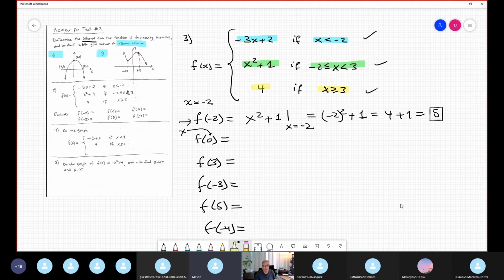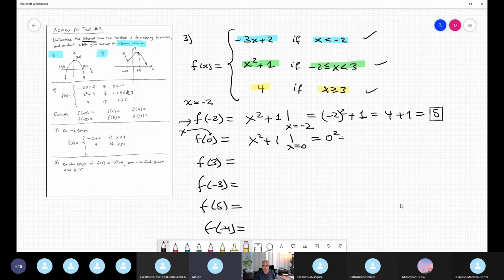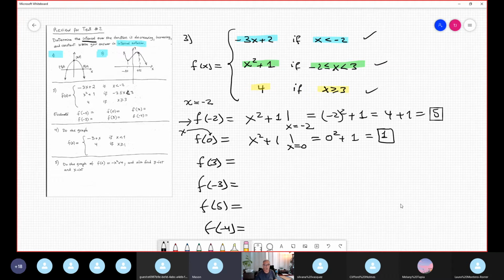Who helps me with the 0? Come on, help me. What piece do I select? Blue, green, or yellow? Green. Absolutely perfect. Green again, this is x squared plus 1, but now you evaluate at 0. 0 squared plus 1 is 1. Done. What about x equal 3? Does it belong to the green, yellow, or blue? Yellow. Absolutely. And in yellow, the expression is just 4. It's an expression that does not depend on x. The answer is 4.